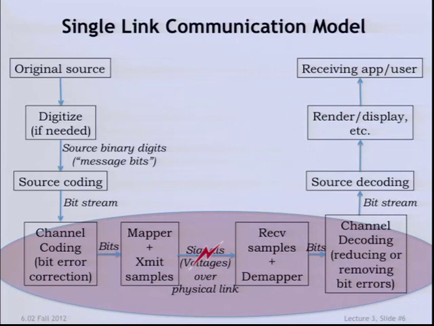The little lightning there is meant to suggest that you're subject to all sorts of noise and disturbances when you're on that physical link. So that's something that's critical to the design of the system. You have to design your overall system so that you're robust to perturbations in that middle section.